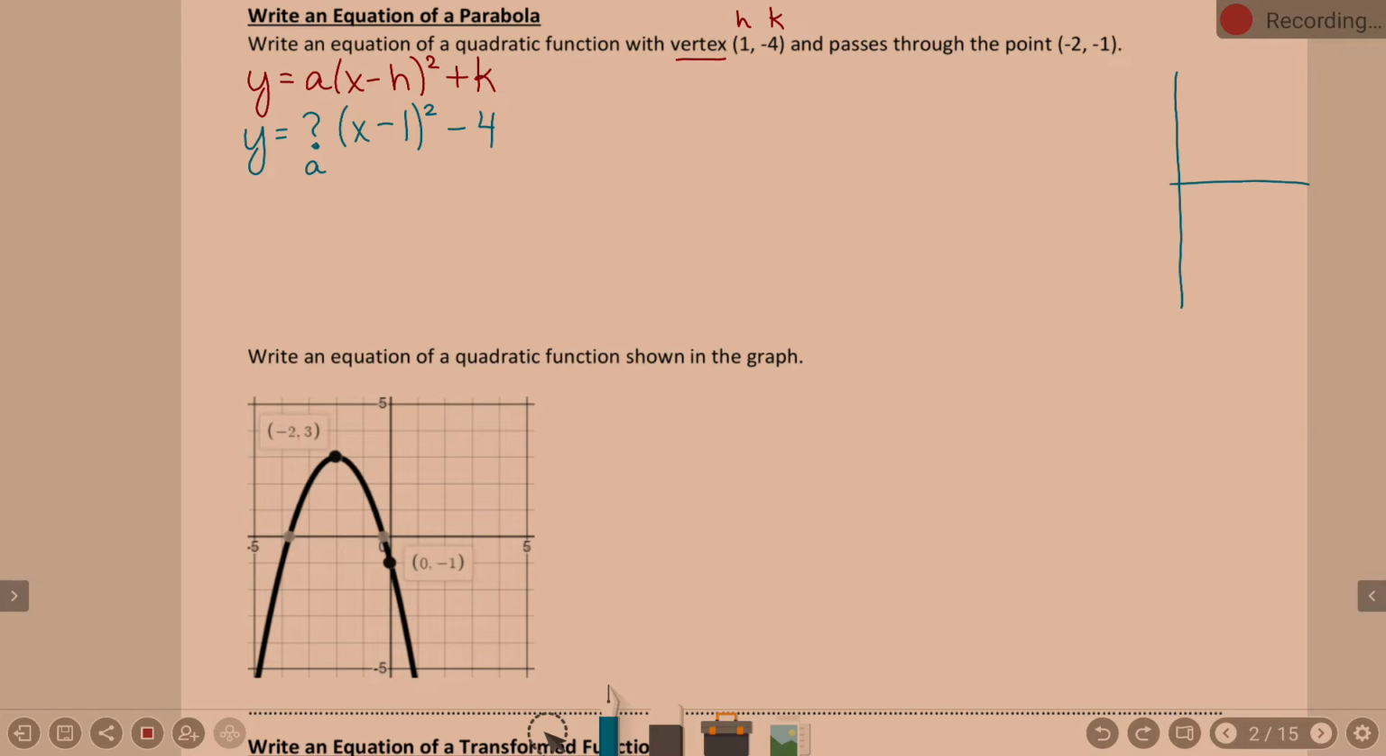I think I have to dispute you guys here. 1, -4, right 1. There's my vertex. Oh, you're right. You're right. Left 2, down 1.